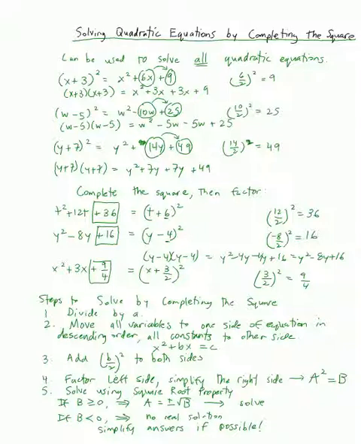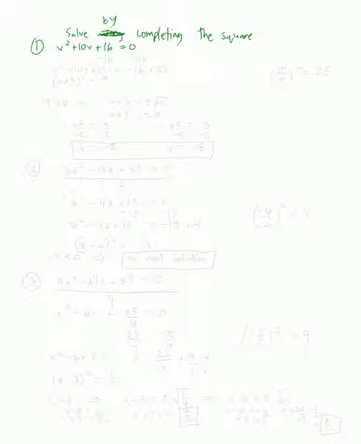Okay, so these are the steps for solving a quadratic equation by completing the square. Let's do some examples. We're going to start off easier and then get trickier. Starting with number 1. For all of these, I want us to solve by completing the square. V squared plus 10v plus 16 equals 0.